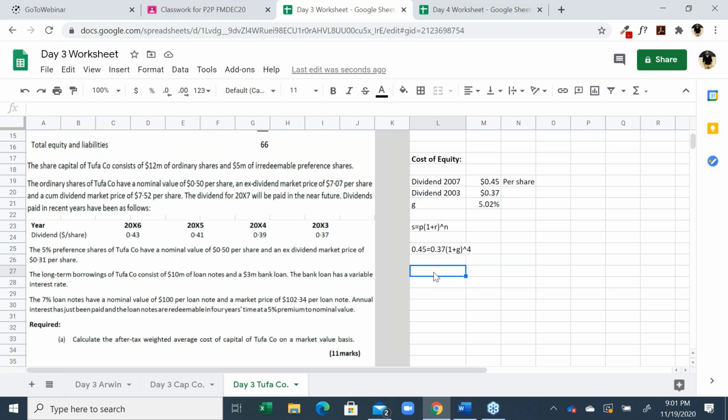Now I should use the dividend valuation model or dividend growth model, DGM, which is D naught, that is the current dividend. The current dividend we have already calculated, and it is 0.45. That's the current dividend, 0.45. Okay, it should be multiplied with 1 plus growth, which is 5.02%. Now, just wait for a while.